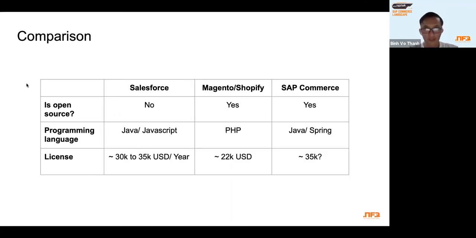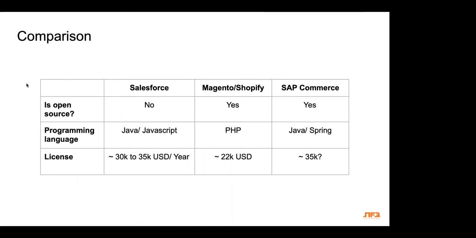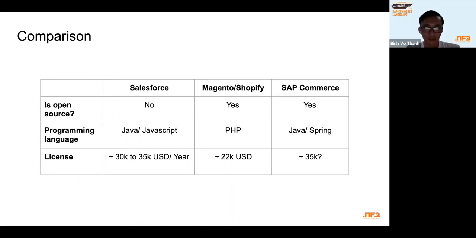In this slide, I just have a short comparison of Hybris with other platforms. This is just a very common comparison. The first point is open source. SAP Commerce, Magento, and Shopify are open source platforms, which means they open the source code, the core, to every developer. So it's very flexible and transparent. You can customize and do everything on this platform.